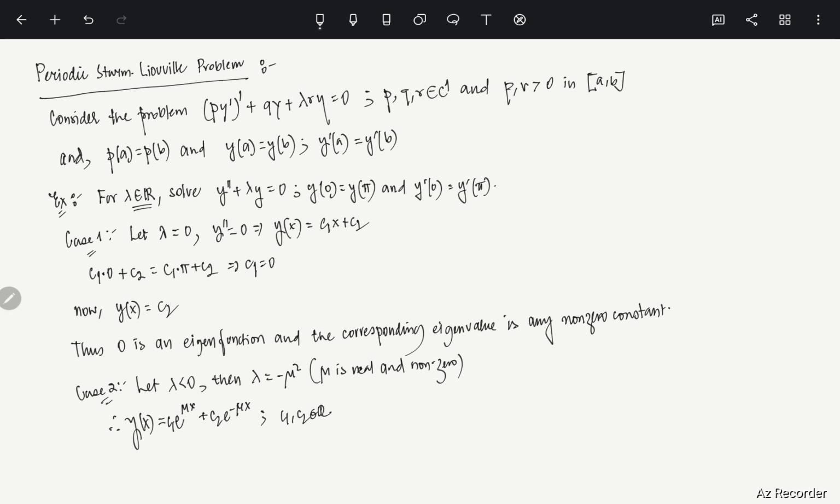Now given those boundary data, please check this part. This is easy, so I am not doing it this time. So the boundary data, if you incorporate it, will imply c1 equals c2 equals 0. Is it okay? And hence the only solution is the trivial solution in this case. And hence there are no negative eigenvalues. Is it okay? Right. Okay.